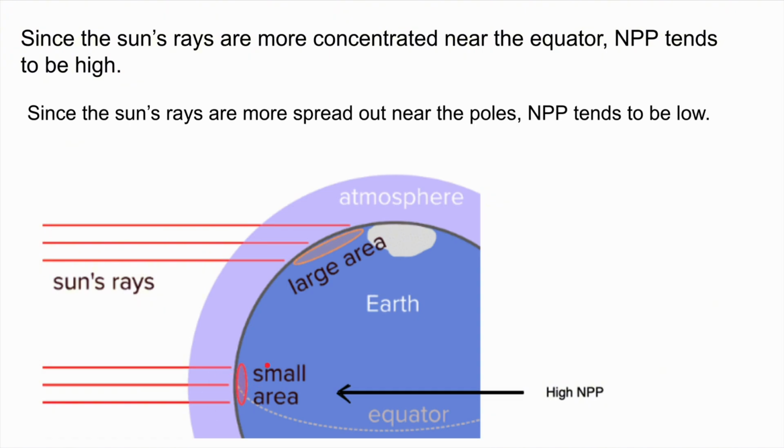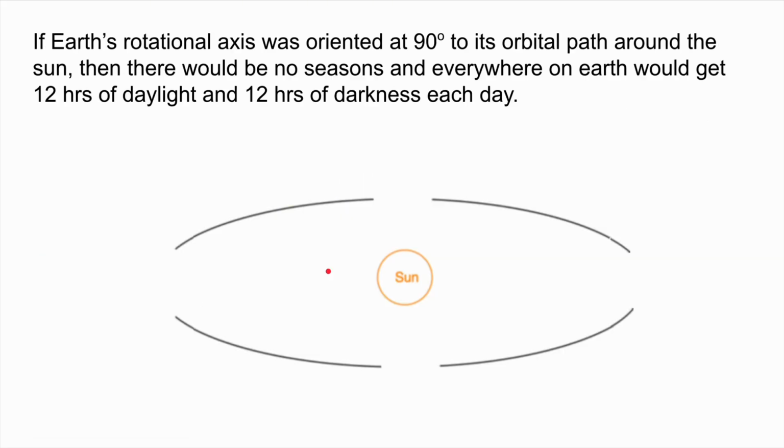And if we go to higher latitudes, farther away from the equator and closer to the poles, we're going to find that the NPP tends to be lower because there's less light energy arriving per square meter for plants to access. Now, this next part is where it gets a little bit tricky. Okay, you ready? So if Earth's rotational axis that we spin around on, that goes to the north and south pole, was oriented 90 degrees to the circular path that the Earth takes as it orbits the sun, we would get 12 hours of daylight and 12 hours of darkness every day.